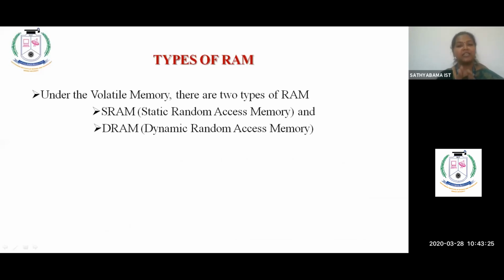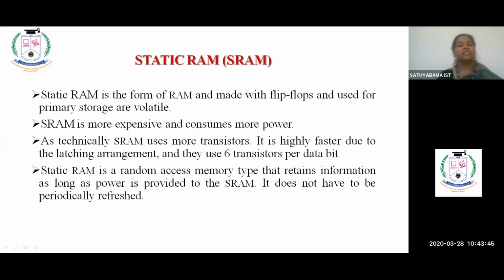So as we have seen in the memory hierarchy, the random access memory is classified into two types. The first one is SRAM and the other one is DRAM. SRAM is abbreviated as static random access memory, and DRAM is abbreviated as dynamic random access memory. So now let's see each one in detail. The first one is static RAM.